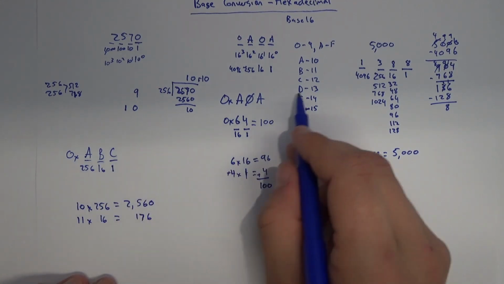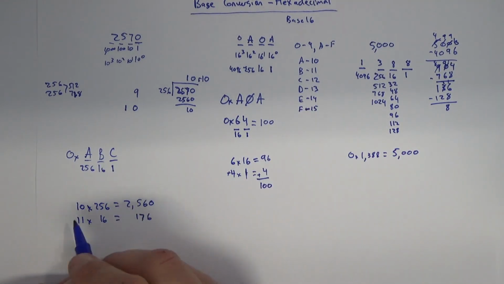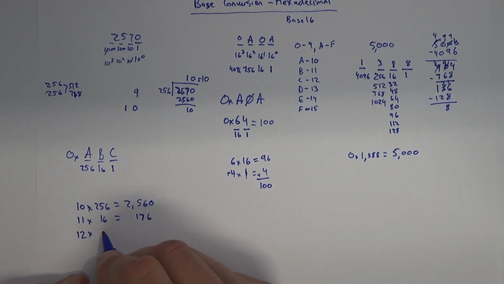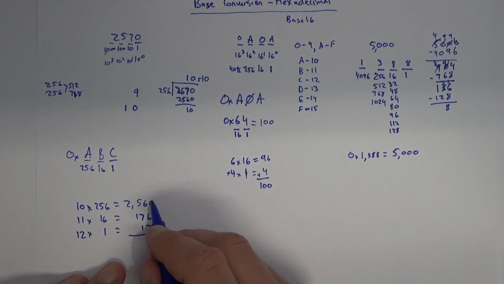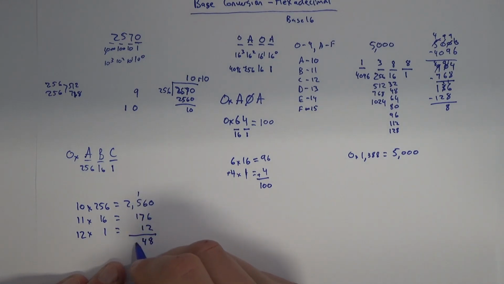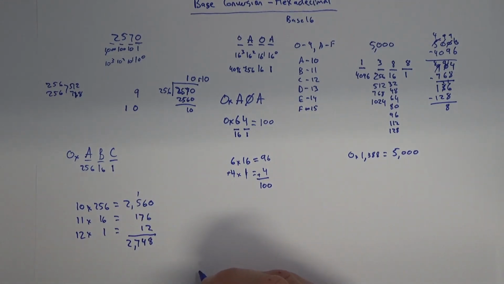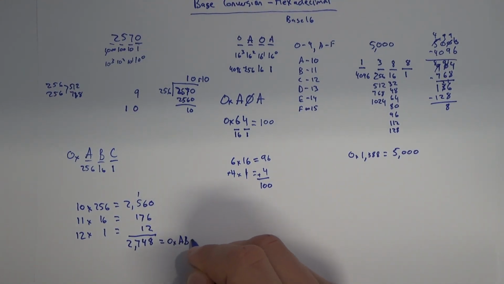And then C represents the decimal number 12. The place value is 1, and so I'm just going to have 12 there. Then I can add those all up. 2,560, plus 176, plus 12 is 2,748. So 2,748 in decimal is equal to the hexadecimal ABC.